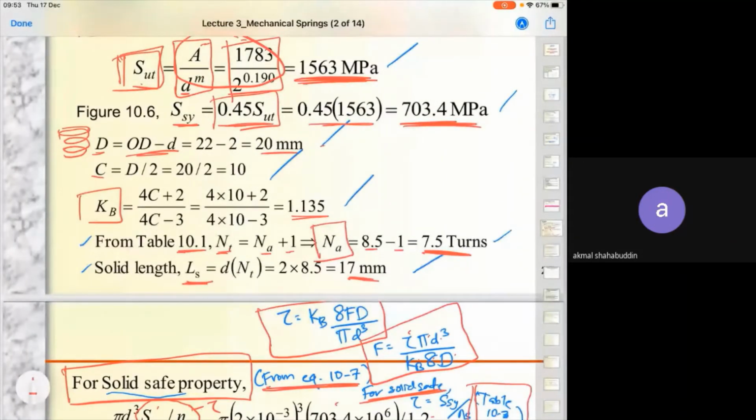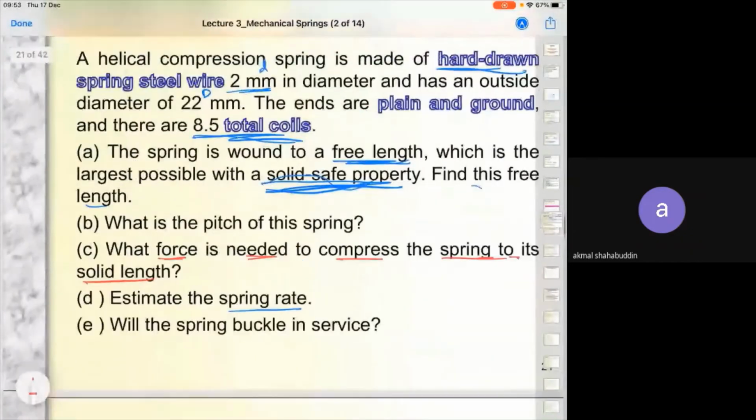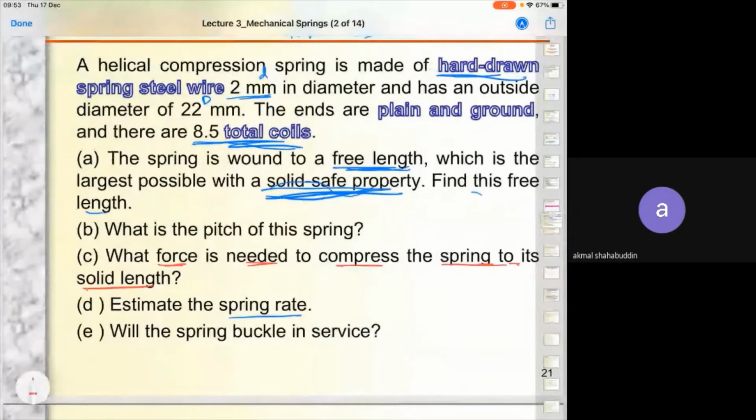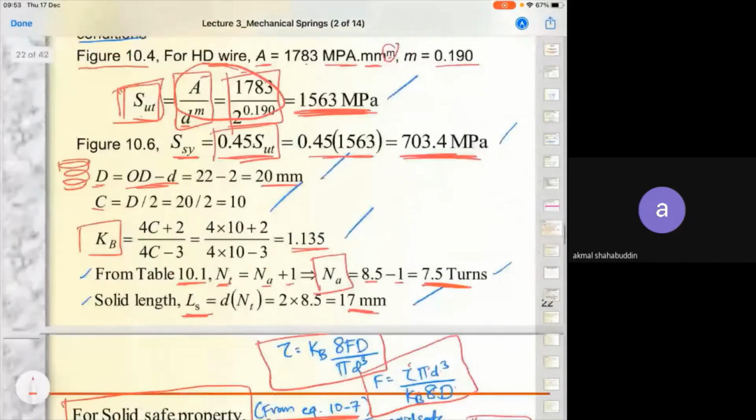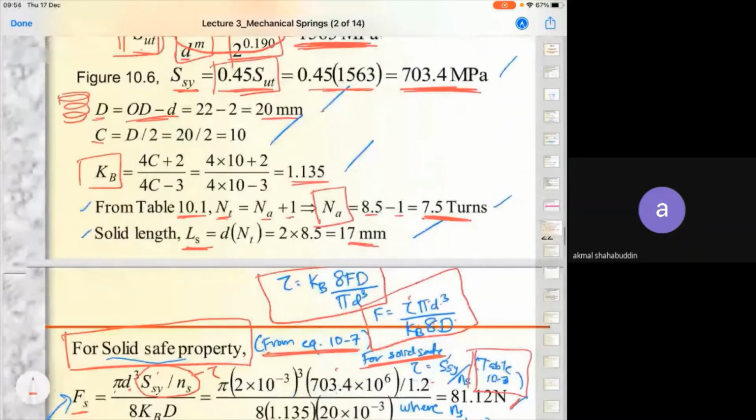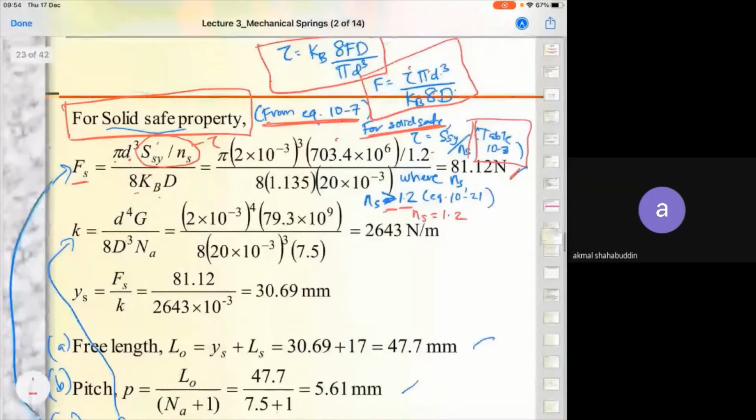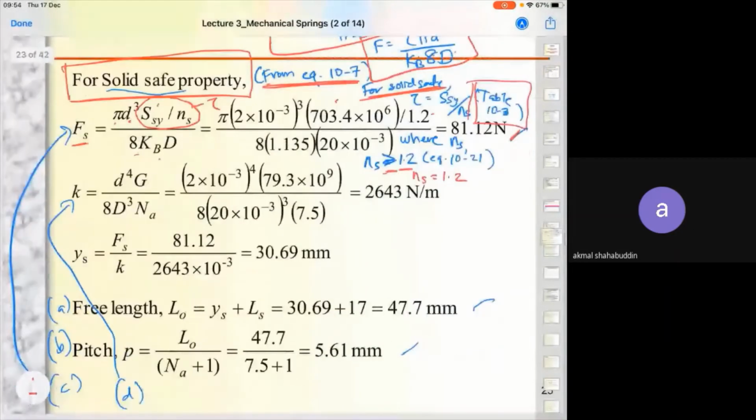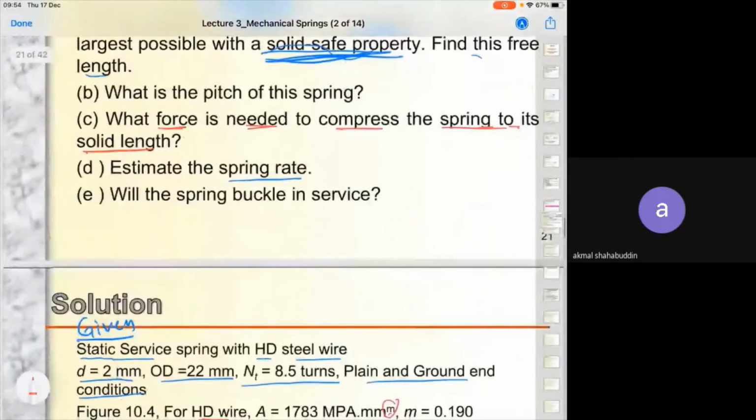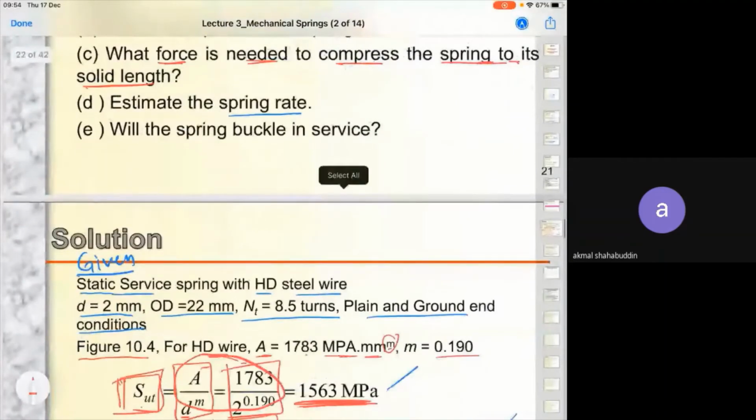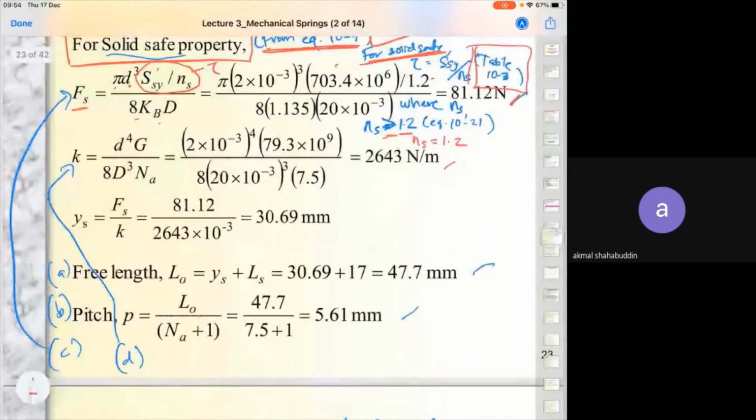Jauh tak daripada total length? Jauh. Total length kita, mana? Tak calculate lagi total length LO. Oh, kita belum calculate lagi LO. Yes. Lepas ni kita nak calculate LO. Okay, kita calculate K. K adalah spring rate. And then YS ni adalah deflection dia. YS untuk solid safe ni, Fs over K, and then we get 30.69.